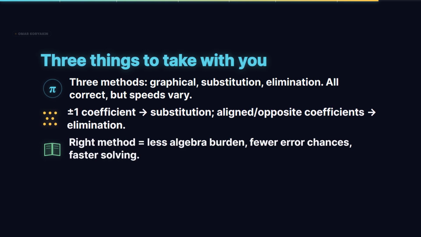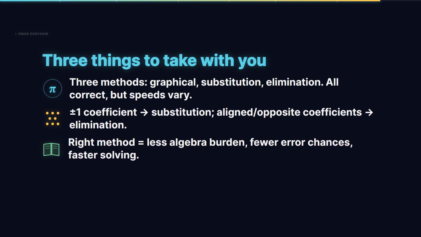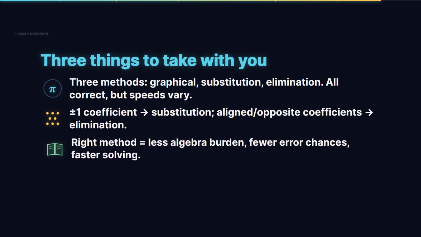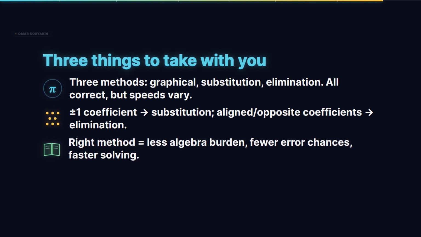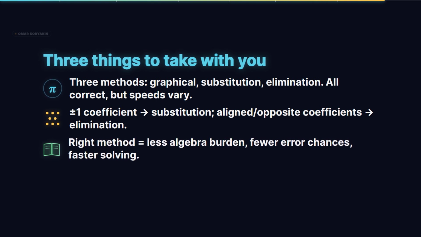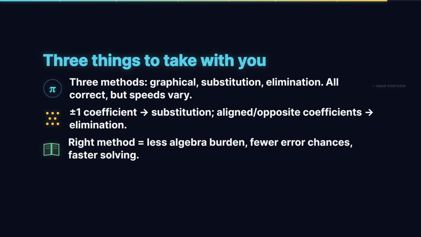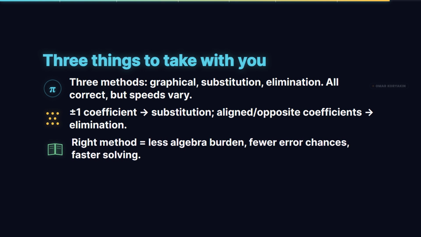Third, the right method habit reduces algebra burden, reduces the chance of computational errors, and saves time on tests and homework problem sets. Forcing one method on every system is correct but slow when the system actually favors the other method. The habit develops through deliberate practice. Read both equations first, scan for plus or minus 1 coefficients and for matching or opposite coefficients across the equations, classify the system by these patterns, and apply the matching method.